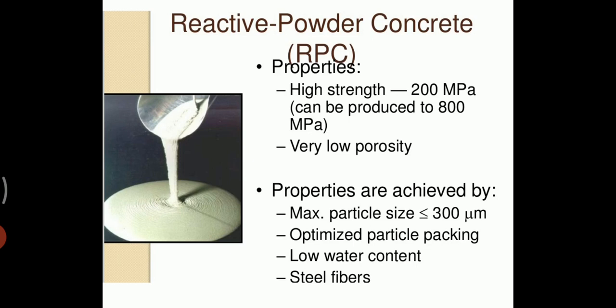What are the properties of this RPC? It should have high strength, 200 MPa, and can be produced up to 800 MPa. Then very low porosity, so then only it can give such strength. The properties are achieved by maximum particle size less than or equal to 300 micrometer and optimized particle packing. We should also have low water content. Obviously, by reducing the water content, we can achieve such strength. Further, to get high strength, we should also add steel fibers.